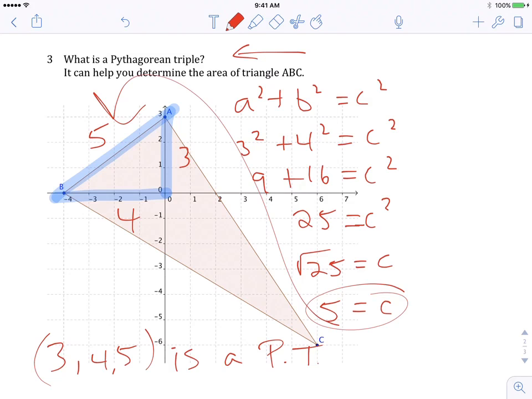There are multiple other Pythagorean triples, like I said. Please go ahead and try to find those. And how can this help you find the entire area of the larger triangle? See if the Pythagorean triples will help you here. Okay, and we'll take that up in class.